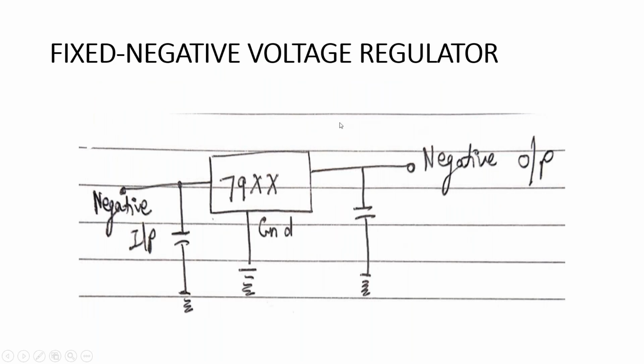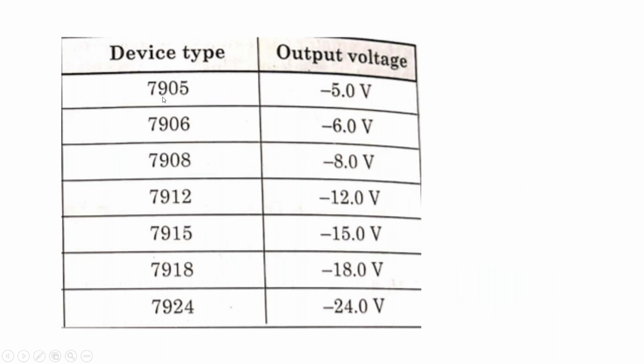Next is fixed negative voltage regulator. The series 79XX regulators are three-terminal IC regulators that provide fixed negative output voltages. These are the 79XX series providing different negative voltages here.